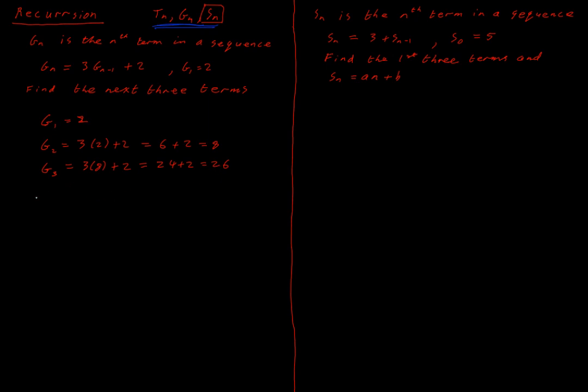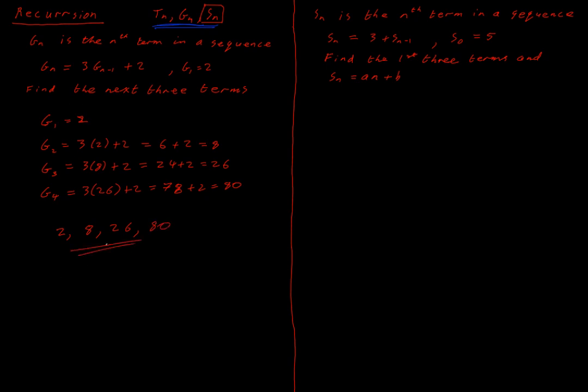So that's my third term. My fourth term, the last one I'm asked for, the next 3 terms in my list. The fourth term in my list is going to be 3 times the last term, 26, plus 2, is equal to 78 plus 2, which is equal to 80. So what are the first 4 terms in my list if I was asked for that? 2, 8, 26, and 80.